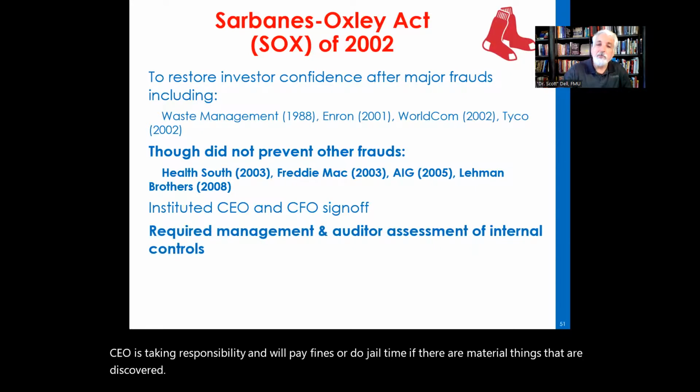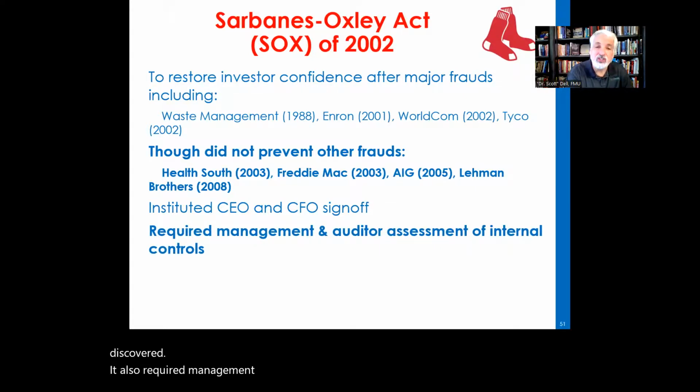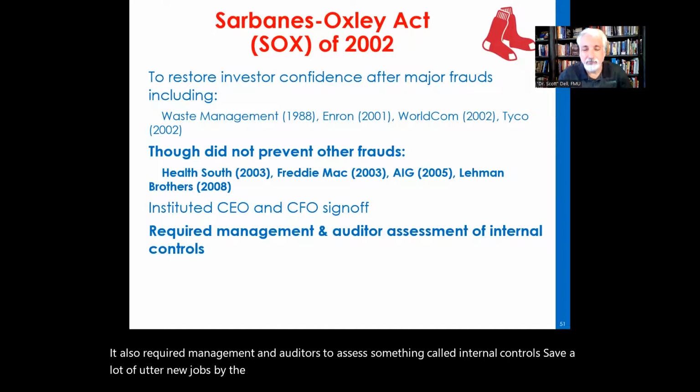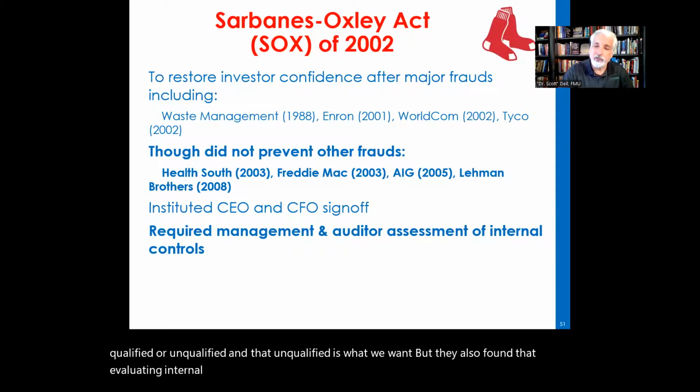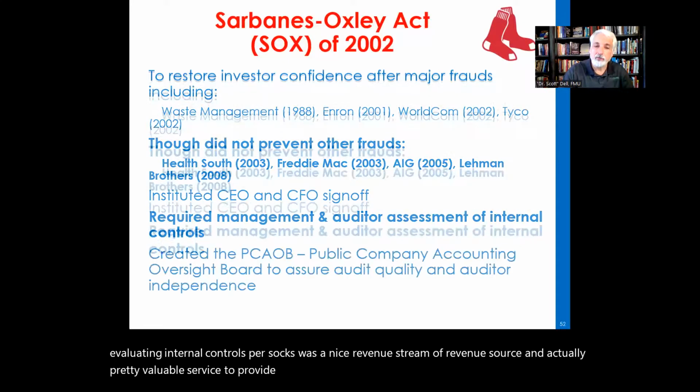It also required management and auditors to assess something called internal controls. This saved a lot of auditor jobs, by the way. Auditors have to go in and do that opinion letter on the books, qualified or unqualified. And unqualified is what we want, but they also found that evaluating internal controls per SOX was a nice revenue stream, a revenue source, and actually a pretty valuable service to provide to the client.